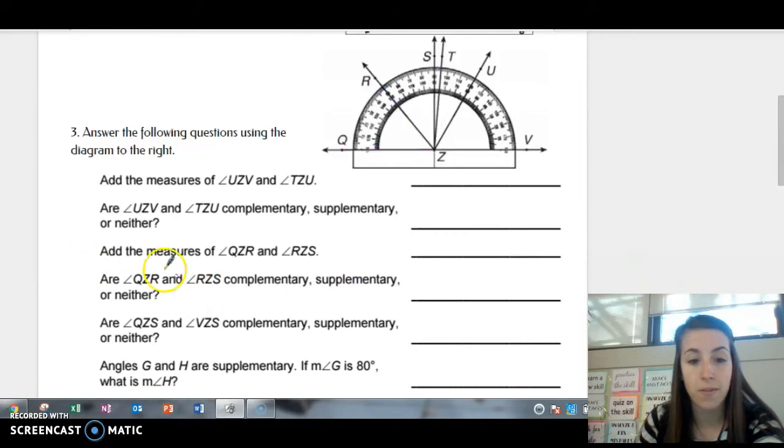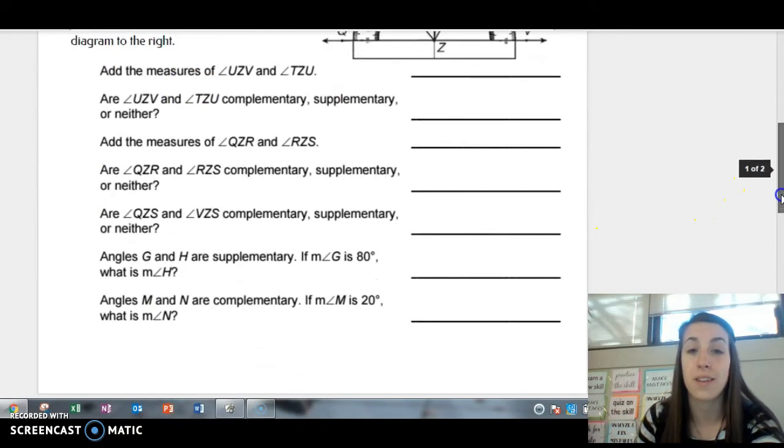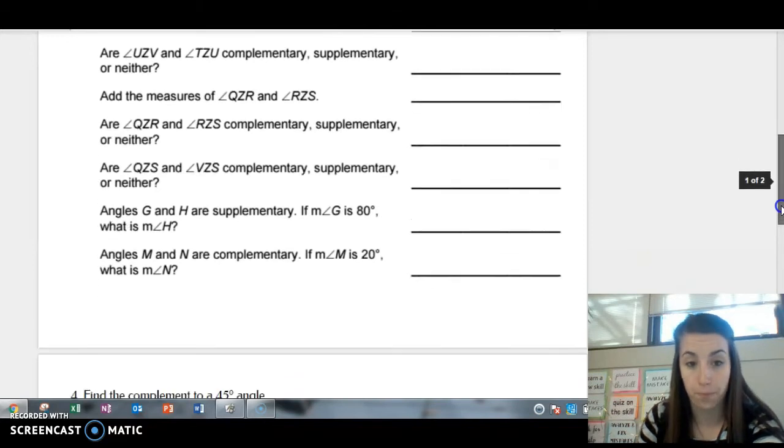That's going to be the same thing for the next few angle measures. You should get the idea with that. If you still have questions on that, don't hesitate to ask me, or Miss Wood if you're in core 3 or 4.